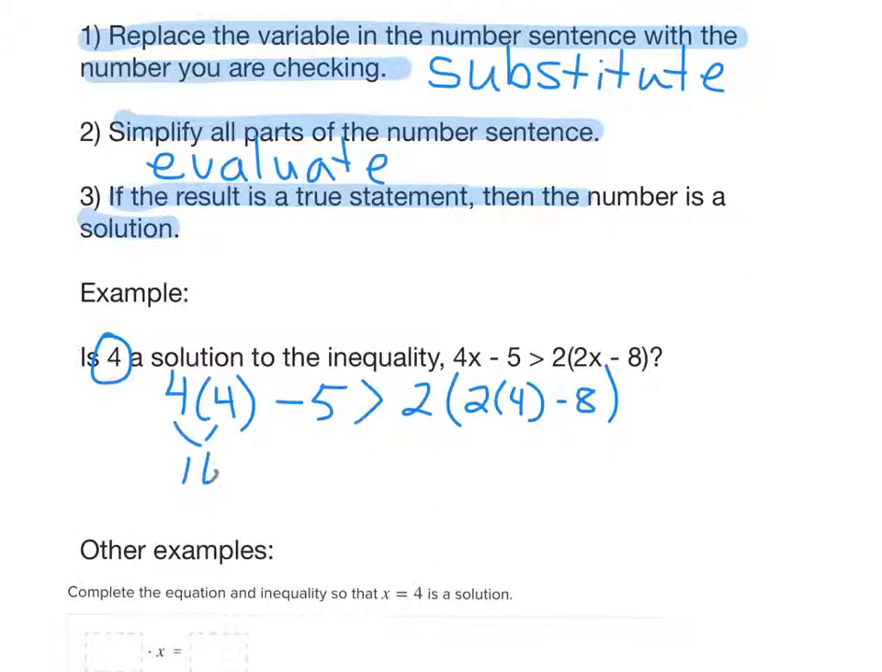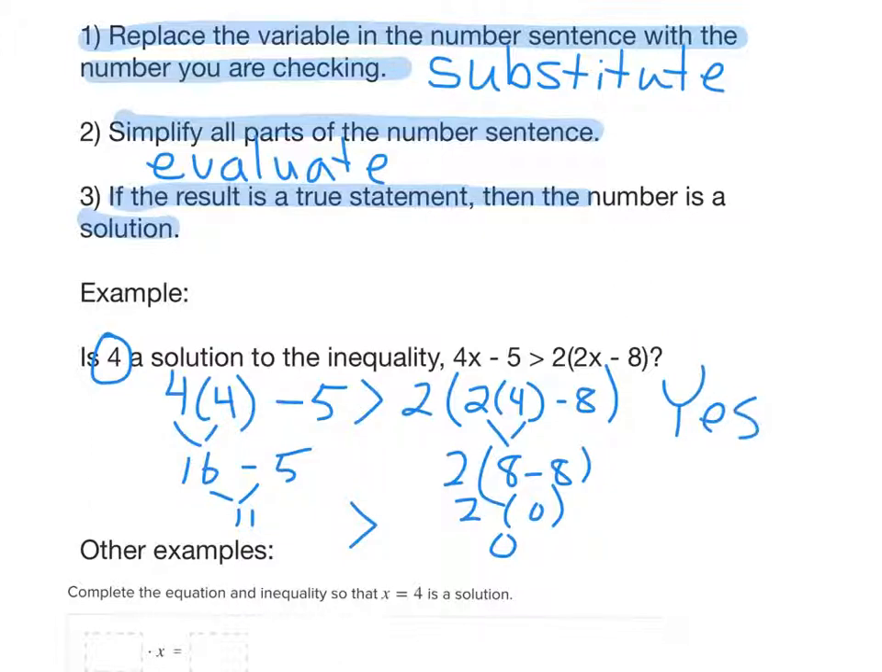4 times 4 is 16. 16 minus 5 is 11. On the other side, 2 times 4 is 8. 8 minus 8 is 0. 2 times 0 is 0. So is 11 greater than 0? Yes. 4 is a solution. Is 4 the only solution? No. So when we're talking about inequalities, you can end up with lots of solutions.